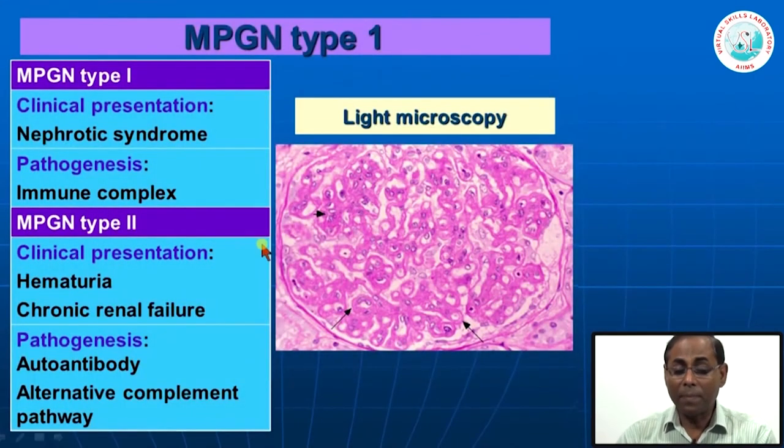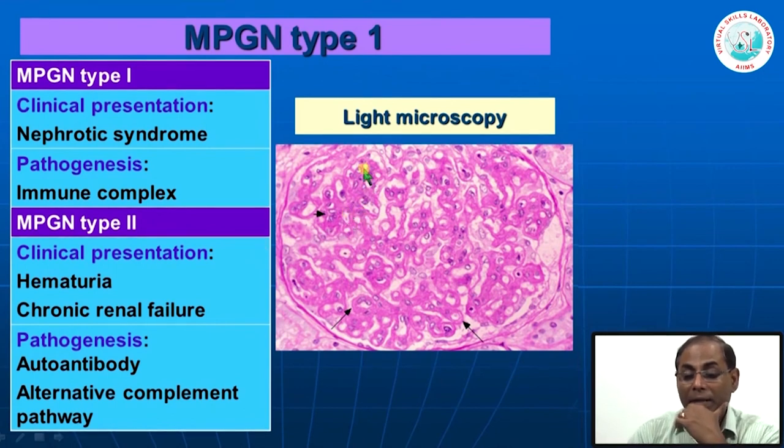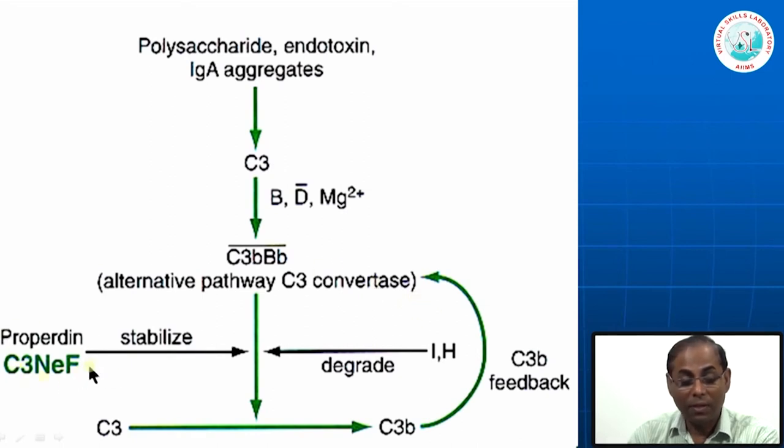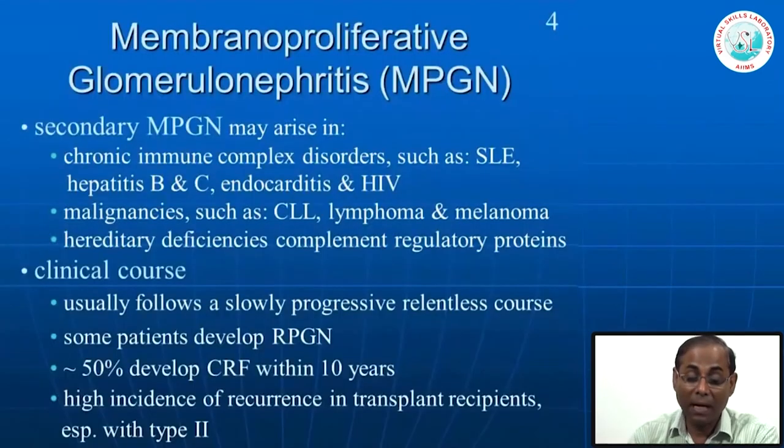And in a typical picture of this MPGN, you can see mesangial expansion with hypercellularity, sometimes described as lobular accentuation, and the basement membrane of these glomeruli is markedly thickened, diffusely, and it is an immune complex mediated disease. And pathogenesis-wise, there may be C3 activation associated with alternative complement pathway C3 convertase stabilization, associated with the presence of C3 nephritic factor, and this leads to this kind of abnormality associated with basement membrane thickening and mesangial cell interposition.